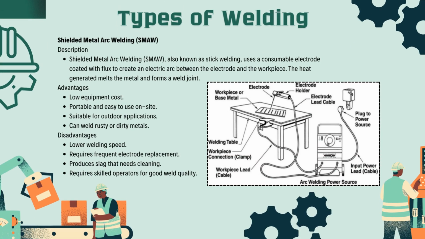Now, let's look at the different types of welding. The first type is shielded metal arc welding, or SMAW, which is also known as stick welding. This process uses a flux-coated electrode to create an electric arc between the electrode and the workpiece. The intense heat melts the metal and forms a strong welded joint.